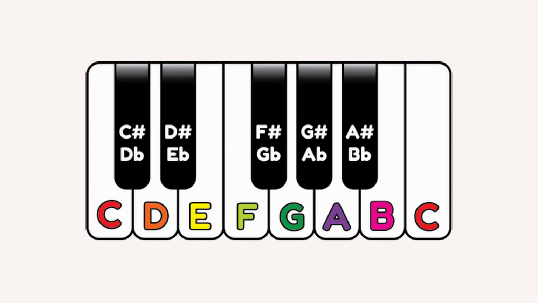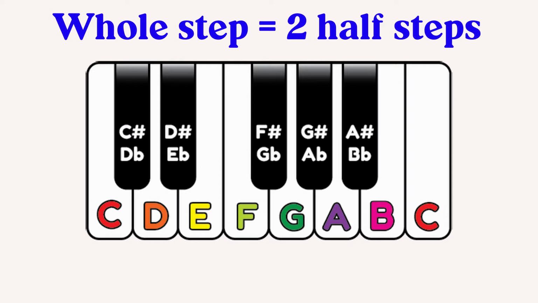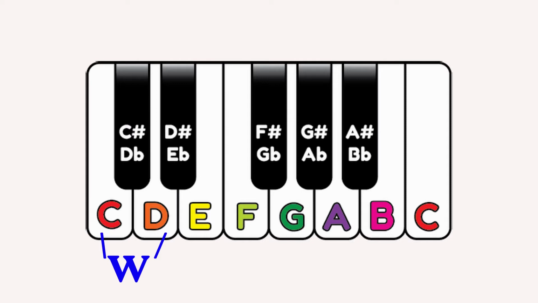Now a whole step is defined as being 2 half steps. So from C to D, from E flat to F, from E to F sharp or F sharp to G sharp. And we can use those whole steps and those half steps to make a major scale.